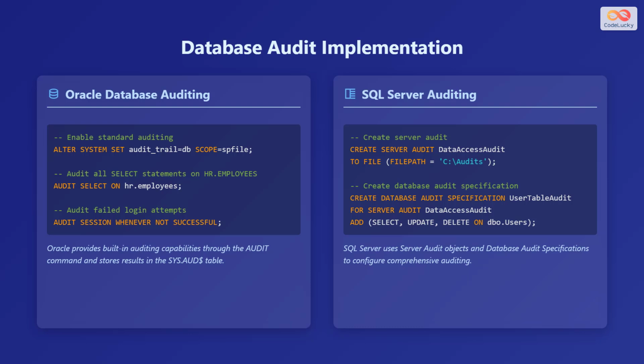Now let's look at SQL Server auditing. To create a server audit, use the command create server audit data_access_audit to file and specify the file path. To create a database audit specification, use the command create database audit specification user_table_audit for server audit data_access_audit ADD, and then specify the events you want to audit, such as select, update, and delete, on the relevant database objects. SQL Server uses server audit objects and database audit specifications to configure comprehensive auditing.